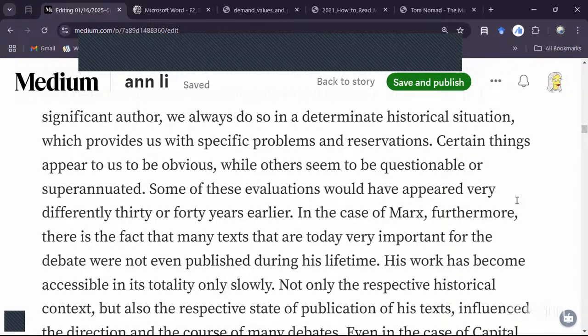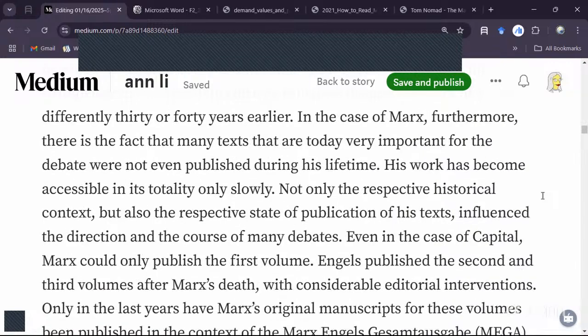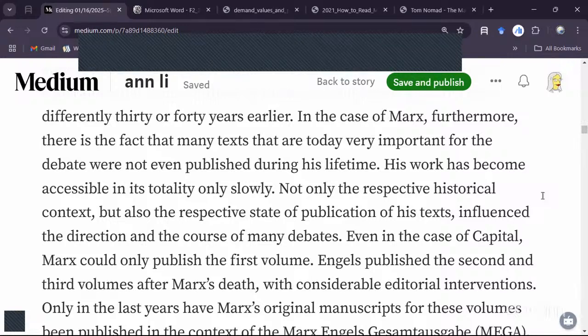In the case of Marx, furthermore, there is the fact that many texts that are today very important for the debate were not even published during his lifetime. This is the whole Engels business. His work has become accessible in its totality only slowly, right? The theories of surplus value, the Grundrisse, the economic and philosophic manuscripts, et cetera. Not only the respective historical context, but also the respective state of publication of his text influenced the direction and course of many debates.